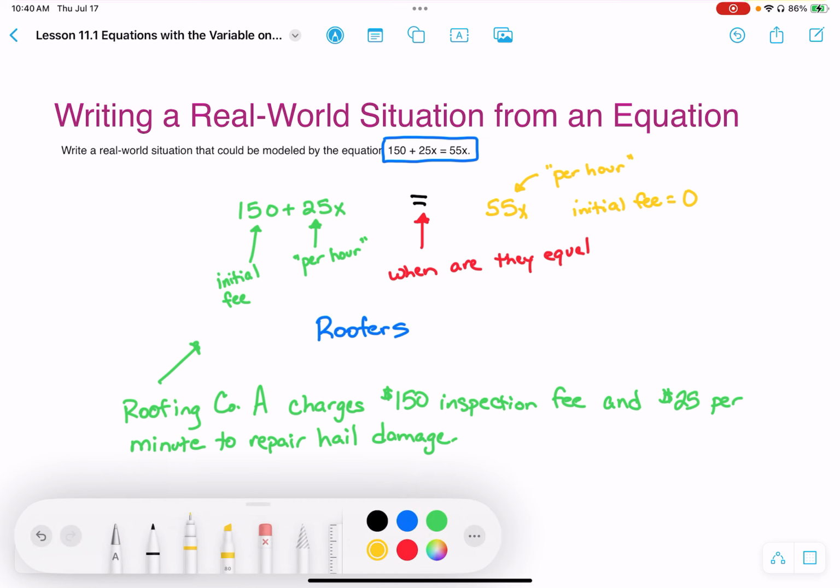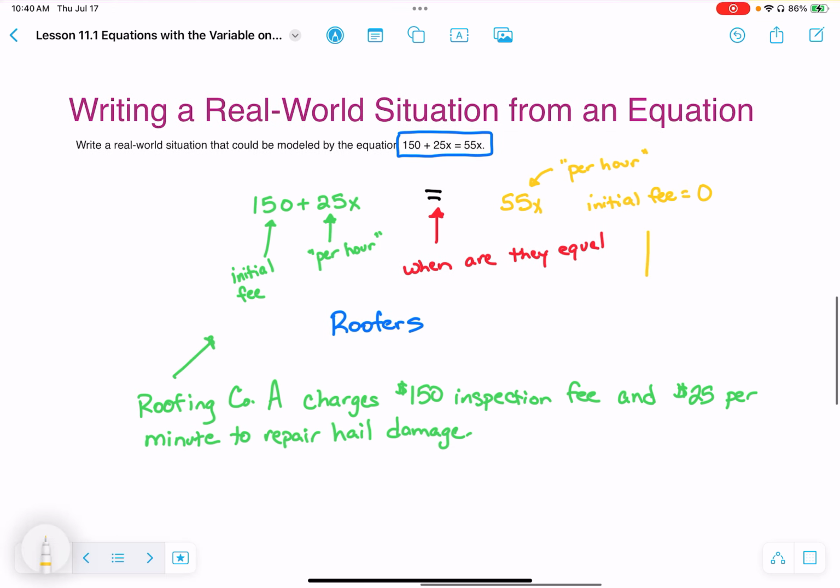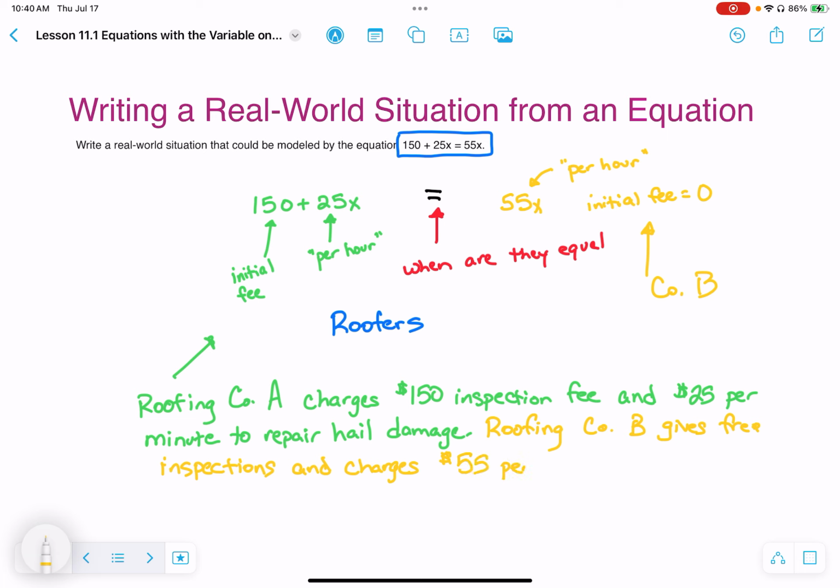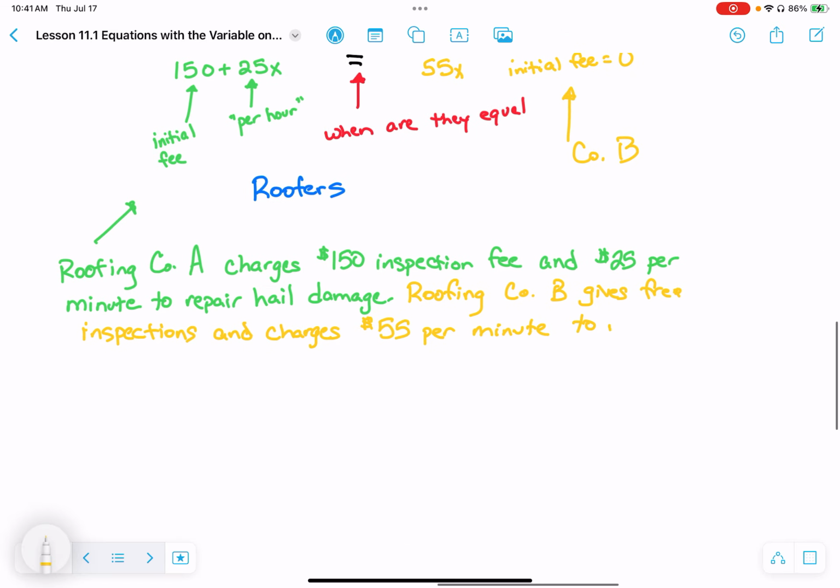Okay, roofing company B, that's going to be these guys. This is going to be company B. Roofing company B. Now, their initial cost was zero. So, roofing company B gives free inspections, or we could say no cost inspections if you like, gives free inspections and charges $55 per minute to repair hail damage.